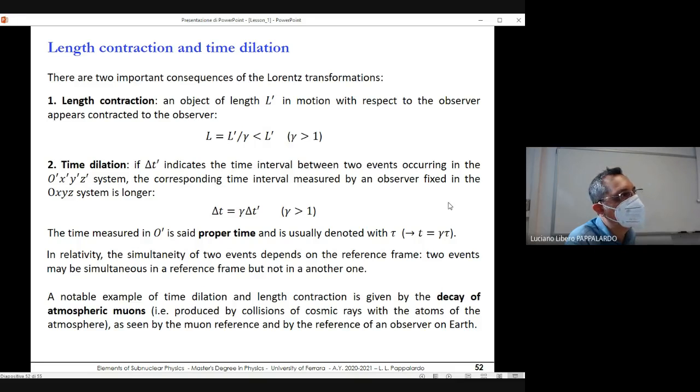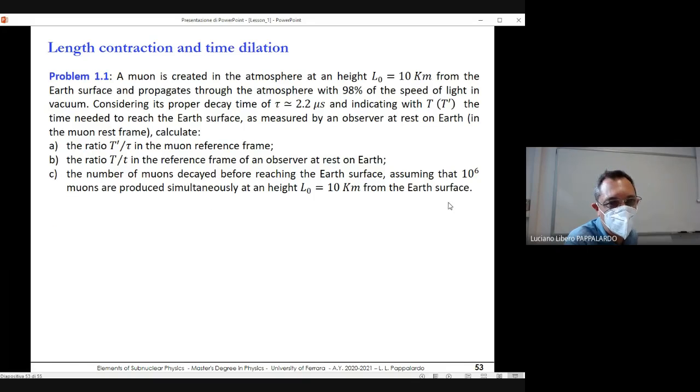And when they arrive here, they interact with the atoms of our atmosphere, which are mainly hydrogen and helium. They give rise to very high energetic interaction processes, which result in secondary particles, which further decay. And so at the end, we observe a shower of particles that, as you know, arrives up to the Earth's surface. So again, a notable example of the time dilation and length contraction is given by the decay of atmospheric muons, as seen by the muon reference frame or by an observer which is at rest on Earth. So let me now solve an exercise on this.